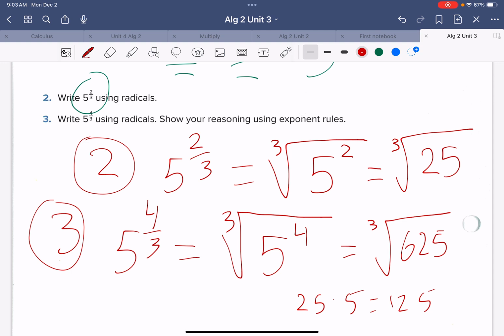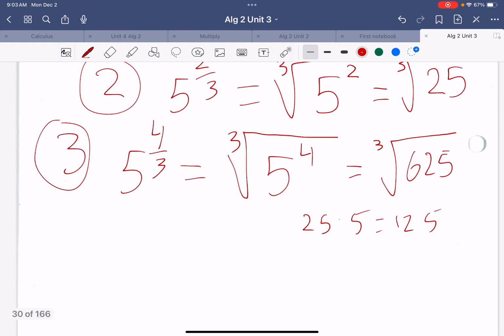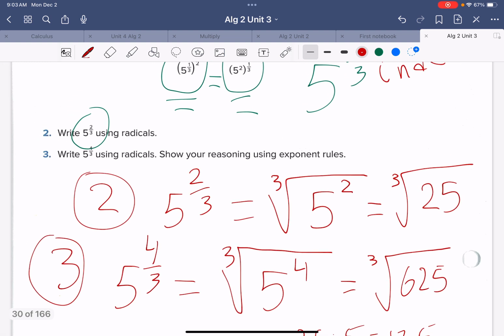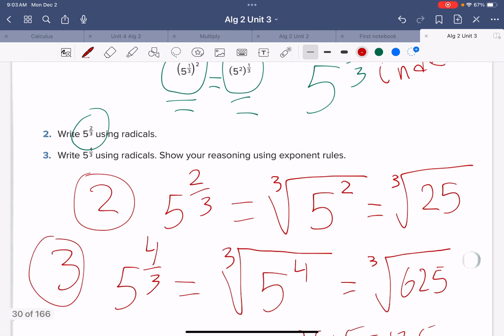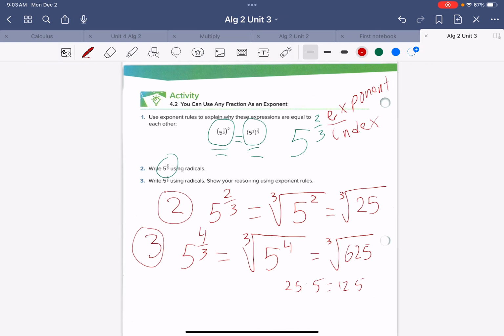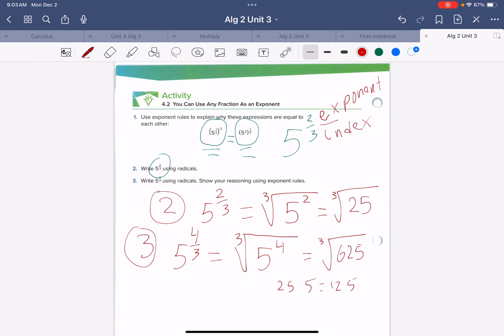So all the students know the exponents E-I-E-I-O. The top number is the exponent. The bottom number is the index. All right. So hopefully you can remember that, exponent over index.